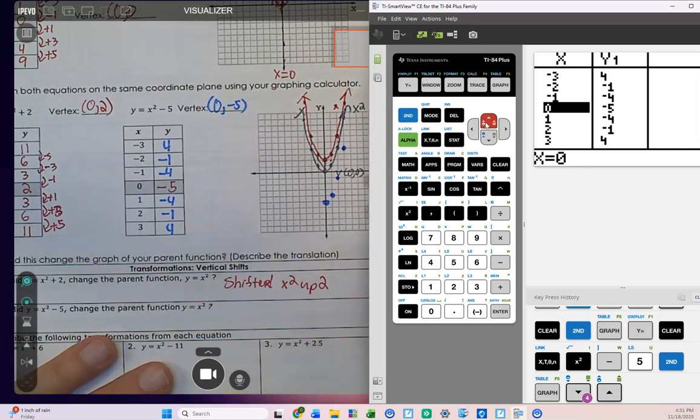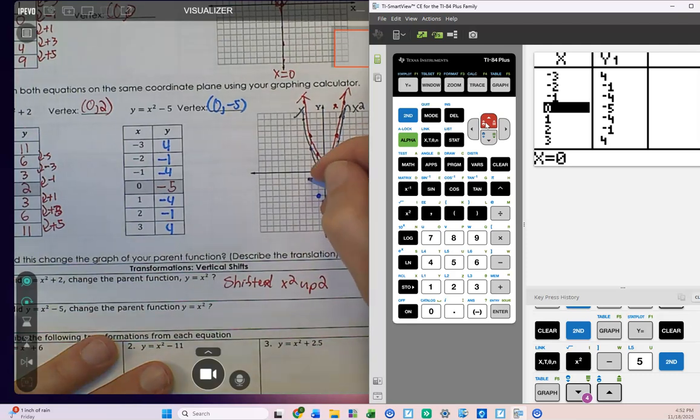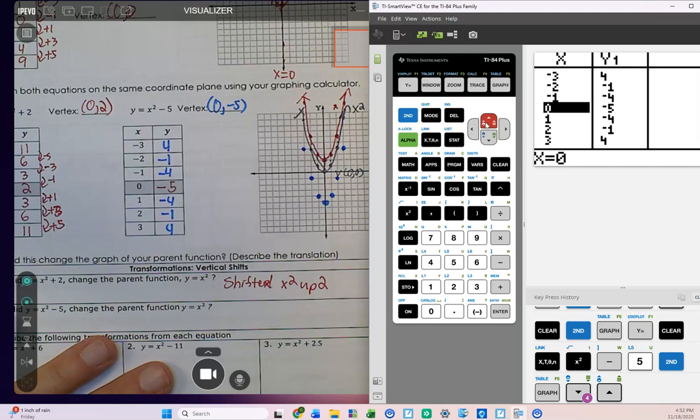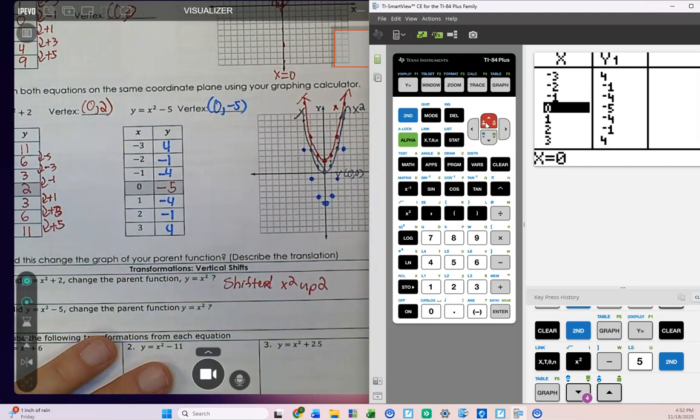Okay, it has symmetry, so I can go up 1, left 1, up 3, right 1, up 5. Guess what? If we did 4 squared, it wouldn't fit.